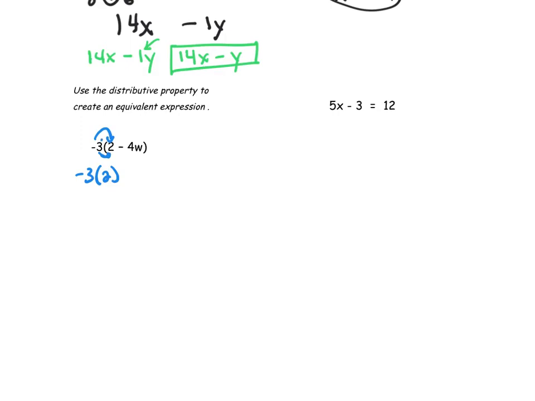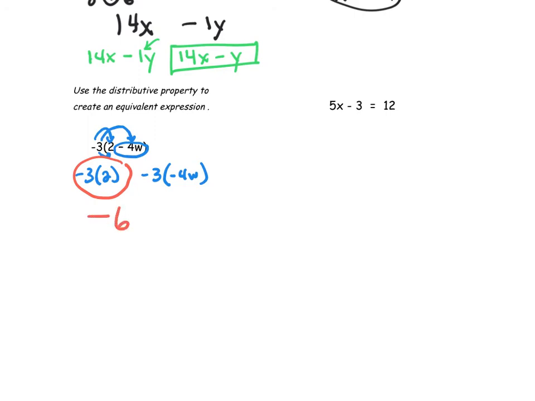Then we're going to go back to this -3 times the second term. And the second term has a minus, which I'm going to use as a negative with it. So I have -3 times -4w. So now this is going to become one term. In your calculator, you could put -3 times 2. And that answer should be -6.